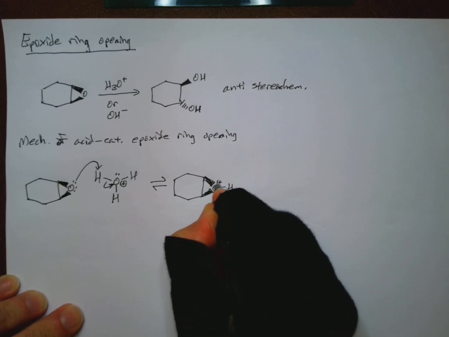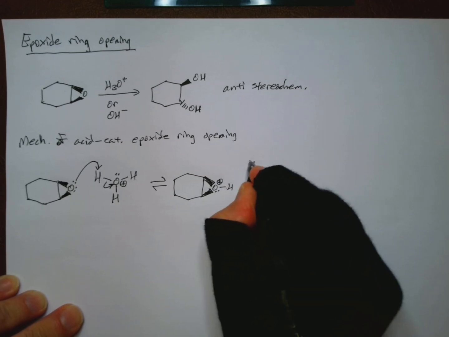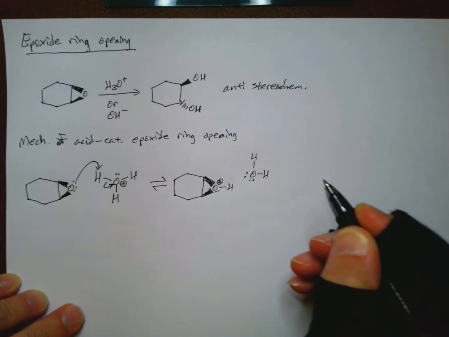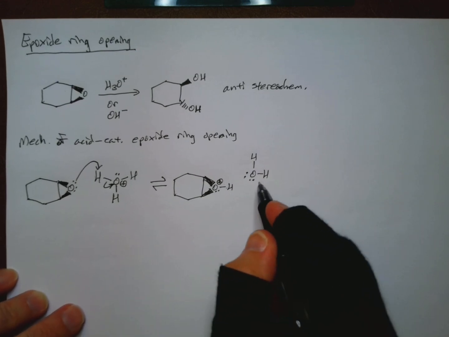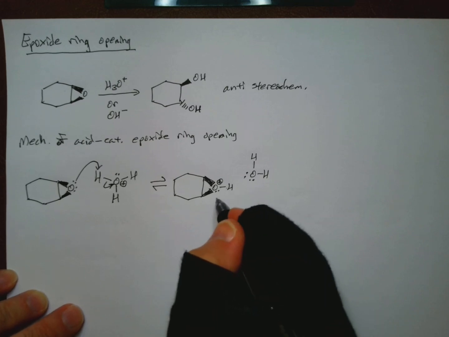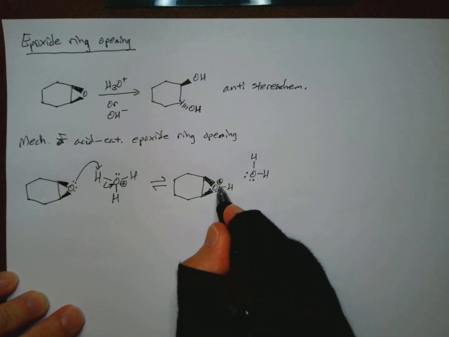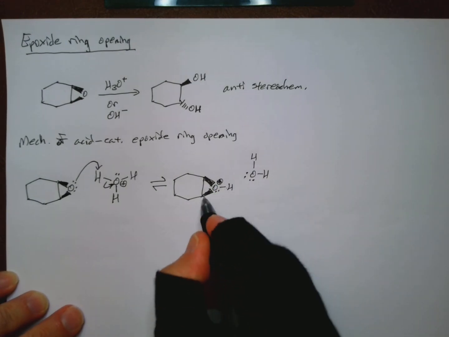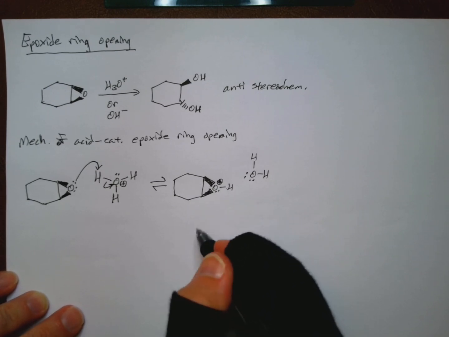Lone pair, positive charge, and H2O there. Now, water is a nucleophile. It's just not a very good one, but it can be a nucleophile. And we have a highly strained system here. And the fact that we now have a positive charge on this oxygen means that it's much easier to get this ring to react.